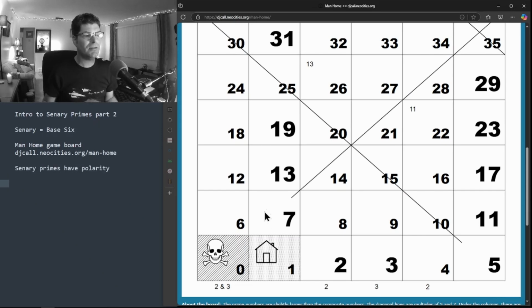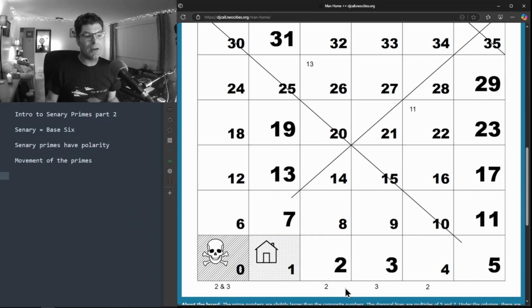So if we look at the primes in this column, 7, 13, 19, they're all one more than a multiple of 6. So I would call those positive primes in the Senary system. And all of the primes in this column, we got 5, 11, 17, etc. I would call those negative primes because they're always one less than a multiple of 6.